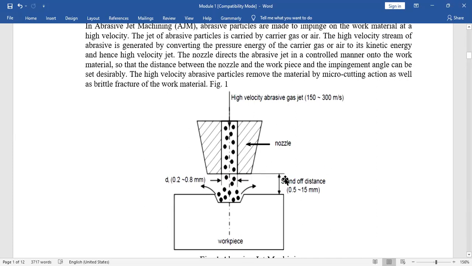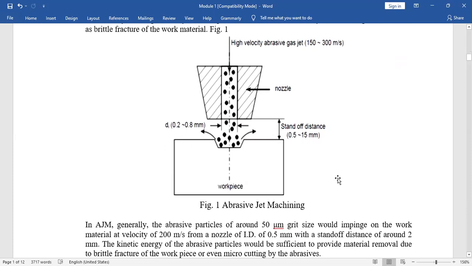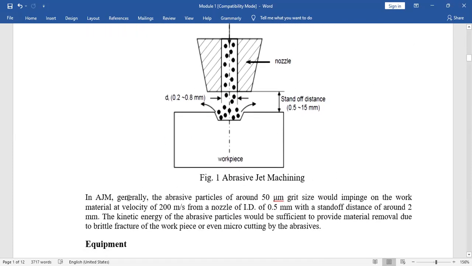So this is how abrasive jet machining works. Now in abrasive jet machining, generally abrasive particles of around 50 micrometer grit size are used. Grit means one abrasive particle is known as a grit. So the size of the abrasive particles is near around 50 micrometer, meaning very, very small.